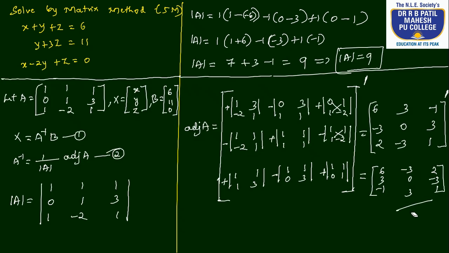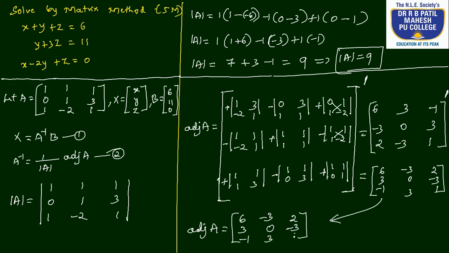Okay, note it. This is the adjoint. I'll write adjoint of A one more time. Finally, after transpose we call adjoint. So the same matrix I will write here: 6 minus 3 2, 3 0 minus 3, minus 1 3 1. This is adjoint of A.